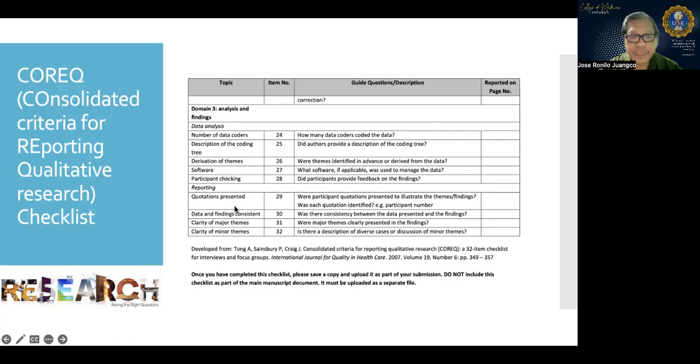And for the reporting, were quotations presented? Were the data and findings consistent? Were the major themes clearly presented in the findings? Is there a description of diverse cases or discussion of minor themes? So all of these should be part of your data analysis. The last part is for the results already. This one is for the methodology.